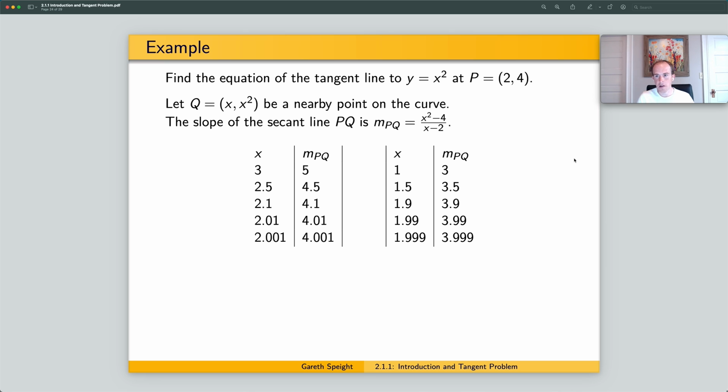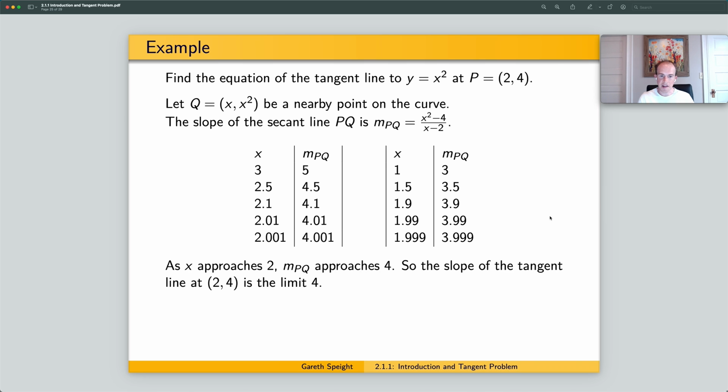And then step 3 said the slope of the tangent line is the limit, or the value the slopes of the secant lines approach as Q approaches P. So we have to look at what happens here as X approaches 2. As we go from the right, we're getting very, very close to 4 from above. And as we go to 2 from the left, we're getting very, very close to 4 from below. So on either side, as X is getting close to 2, the slope is getting closer and closer to 4. So in this case, as X approaches 2, the slopes of the lines PQ approach 4. So the slope of the tangent line is going to be 4, right? We have to look at what they approach, and they approach 4.